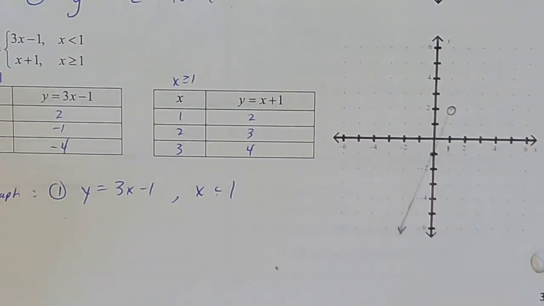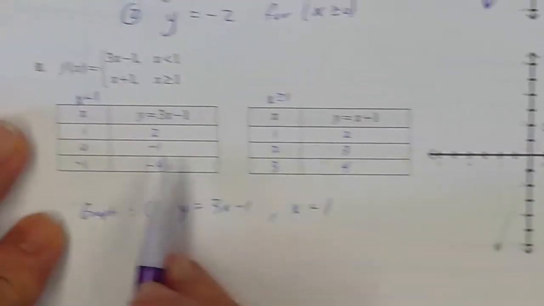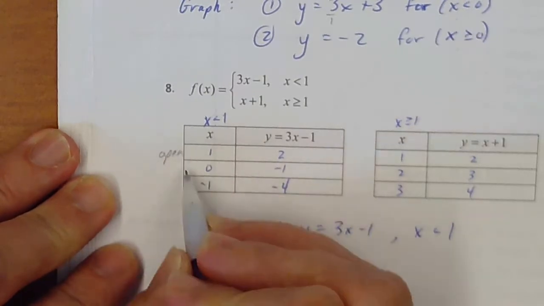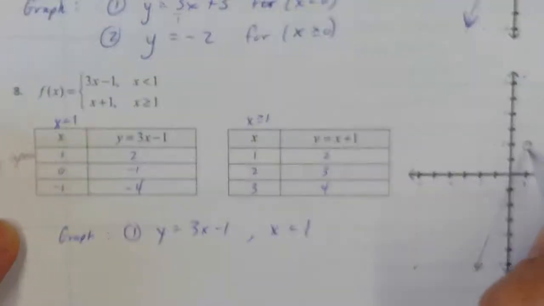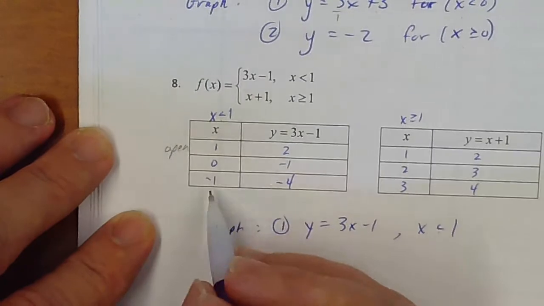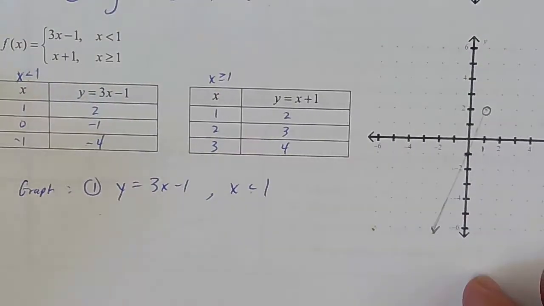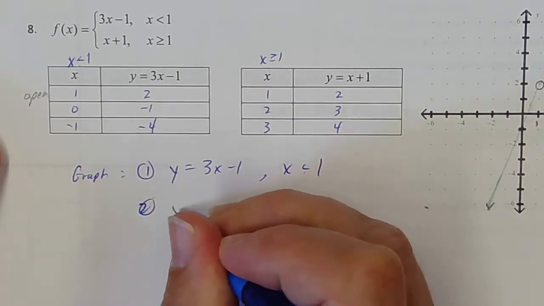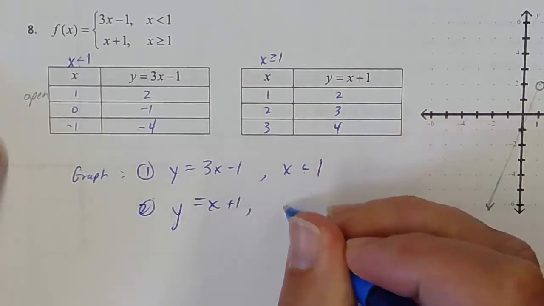Now, if you use the table, it's going to match up, right? At 1, 2, we have an open circle because it says less than 1. So that's what we do. At 1, 2, open circle, and then plot these other points, and they're going to match up. Okay. So second line, graph y equals x plus 1 under this domain.